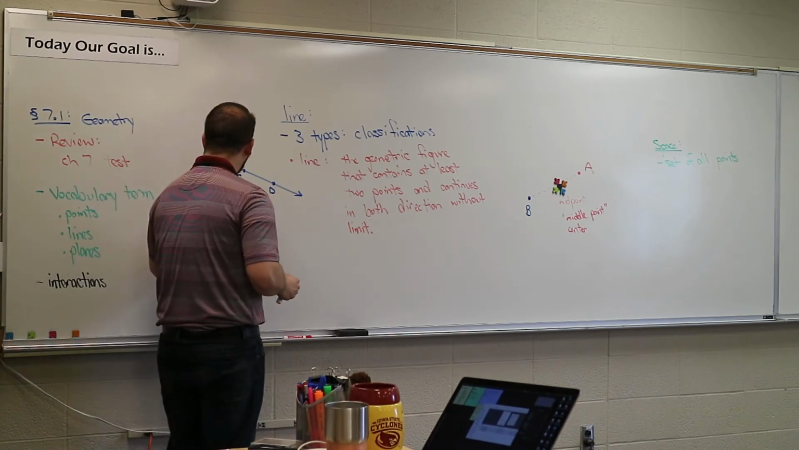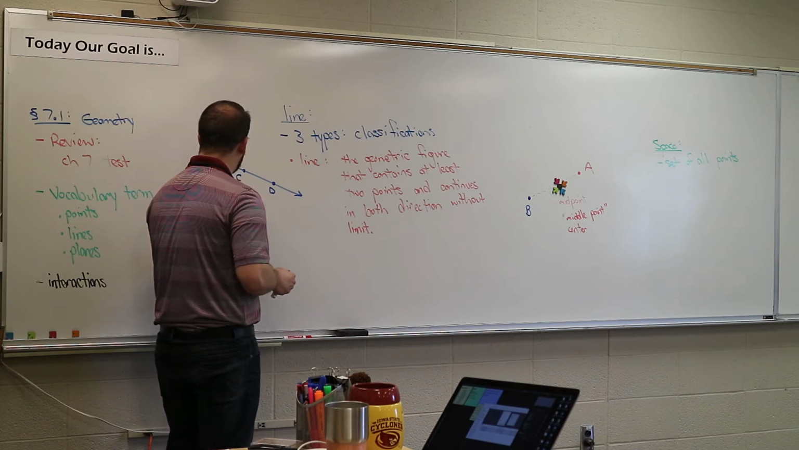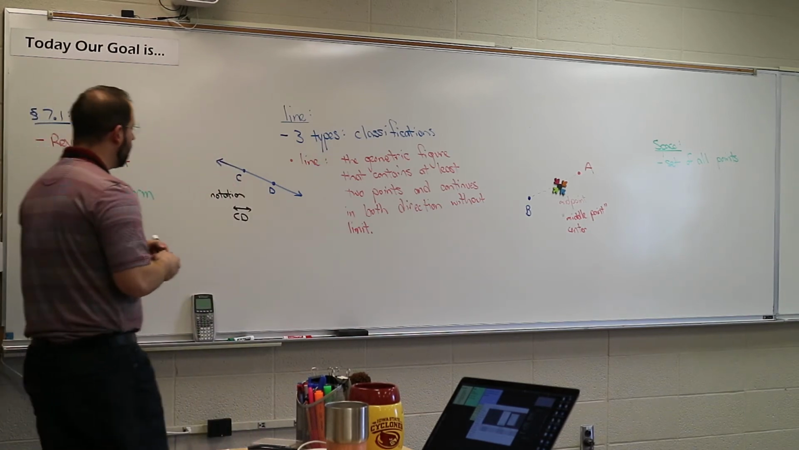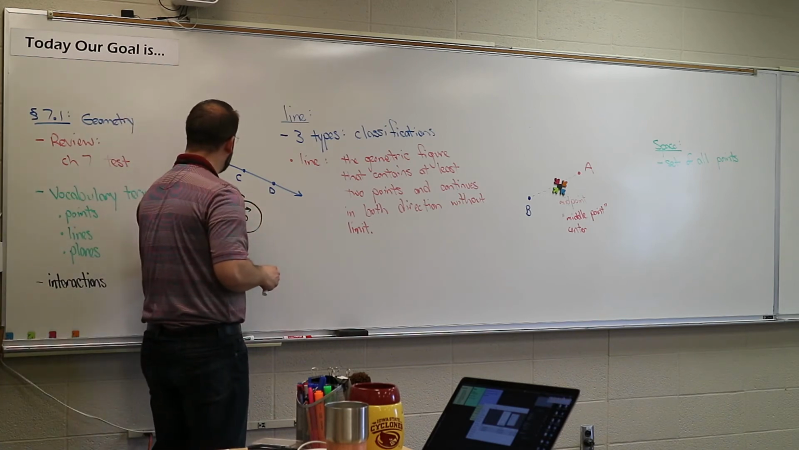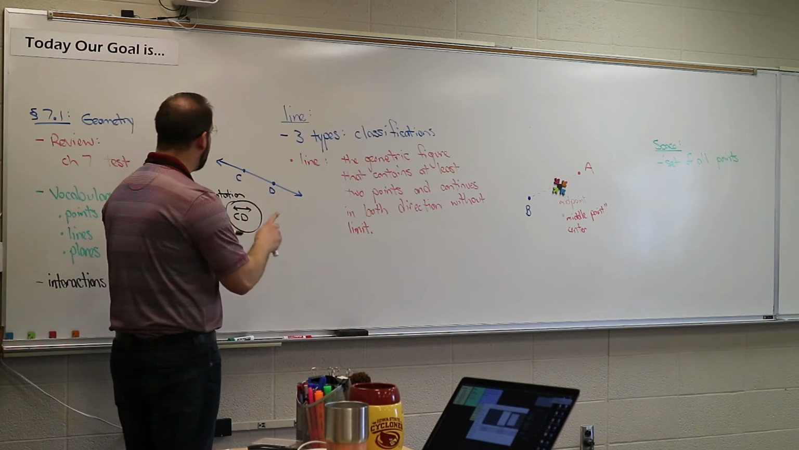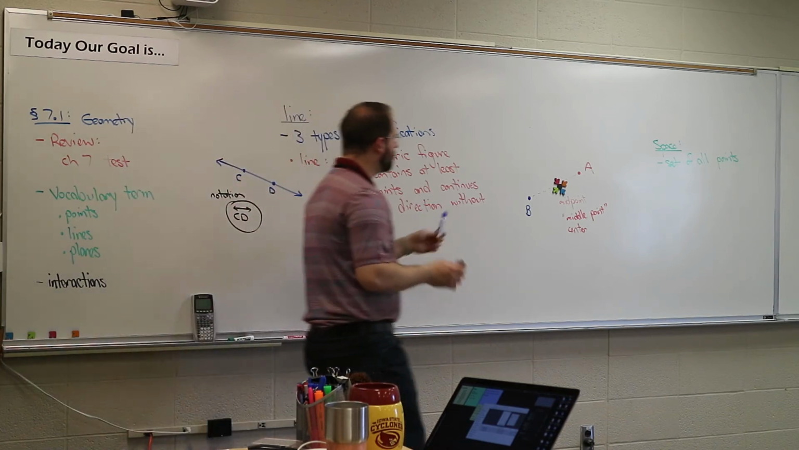Here's how you write it. You write the 2 letters, and then you put arrows above it. 2 letters with the arrows above it. So if you haven't already, this is how you write a line. Okay, that's how you write it. You write 2 letters that are on it, and if there's multiple, you only write 2, and you put the arrows above it.